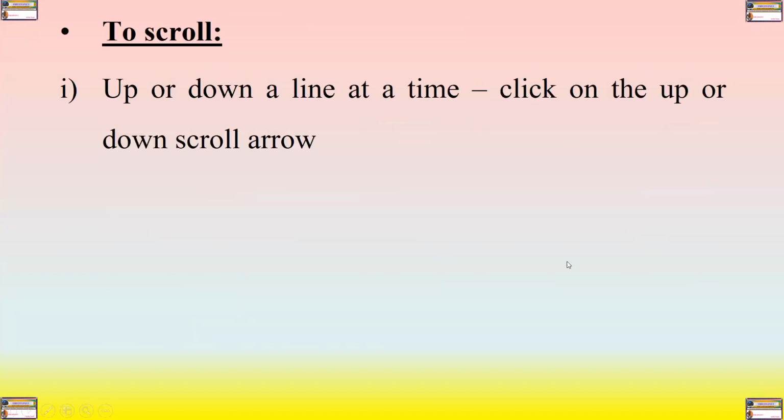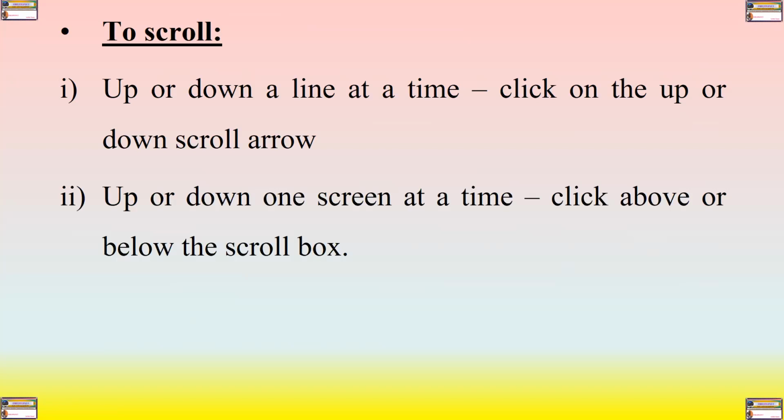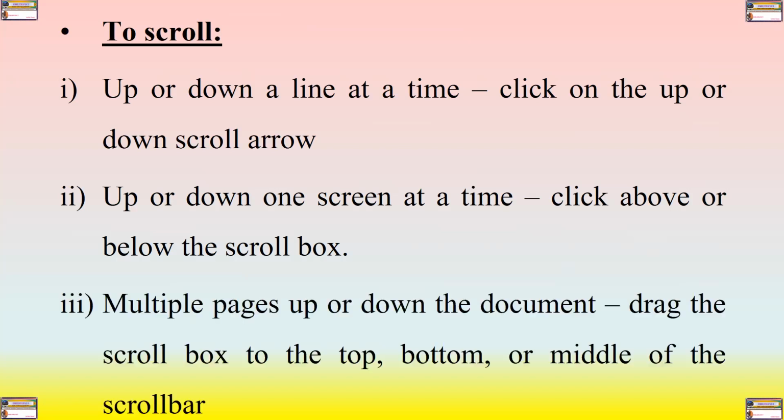If you want to scroll up or down a line at a time, click on the up or down scroll arrow. If you want to scroll up or down one screen at a time, you click above or below the scroll box. If you want to scroll multiple pages up or down the document, drag the scroll box to the top, bottom, or middle of the scroll bar.